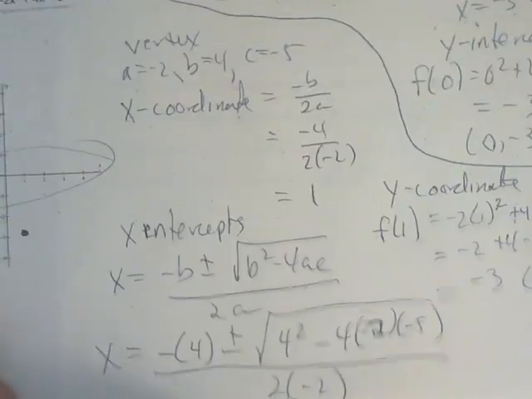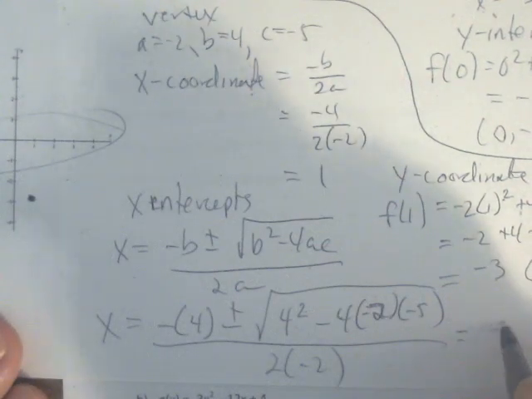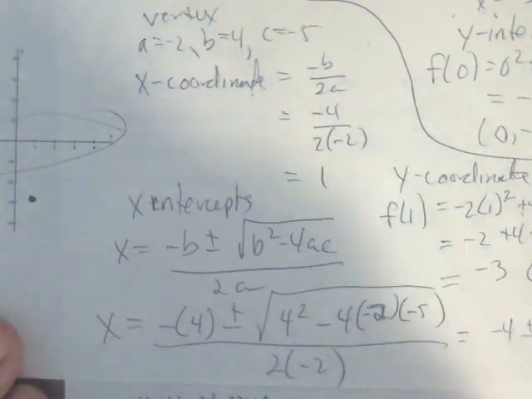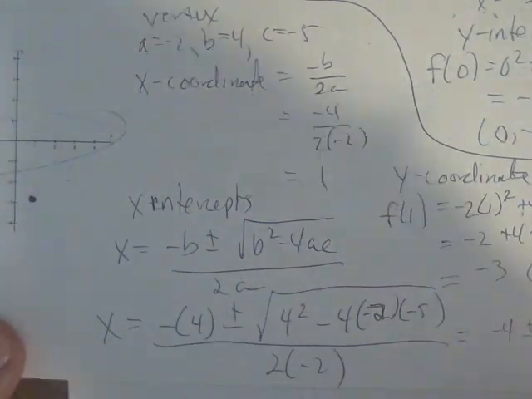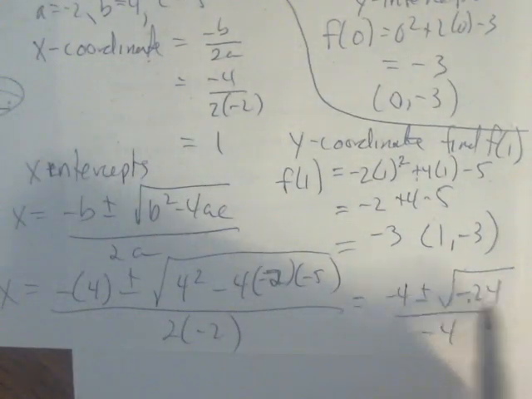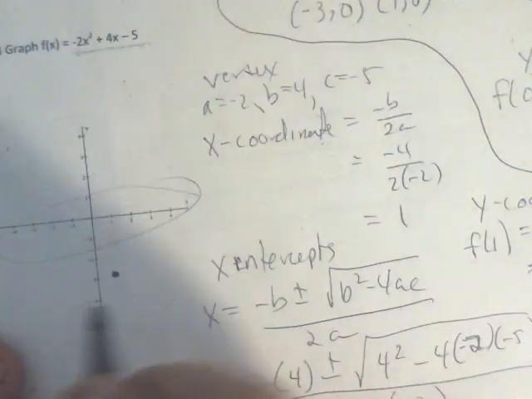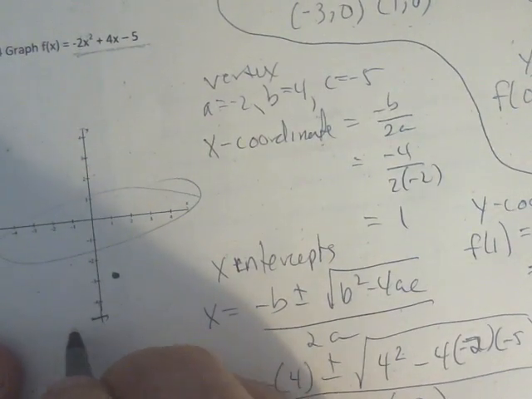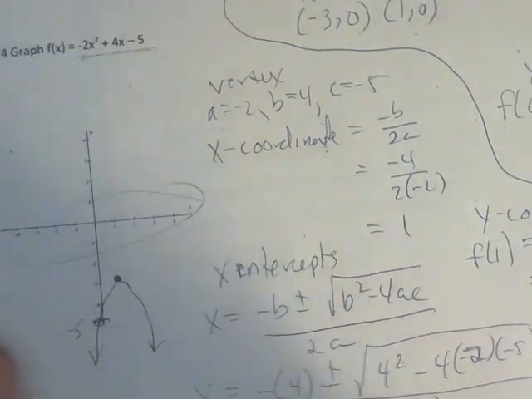Now what happens here is, underneath my square root, I get 16 minus 40, which is -24. That's no real solution, so we have no x-intercepts. So we have none. The y-intercept is at -5, so really to sketch the graph, that's all I need.